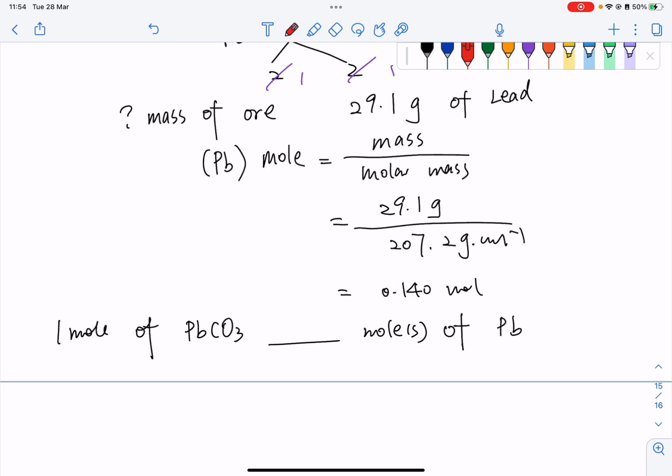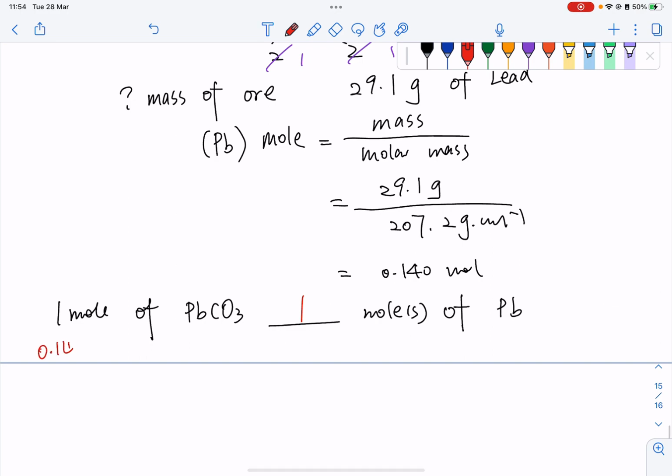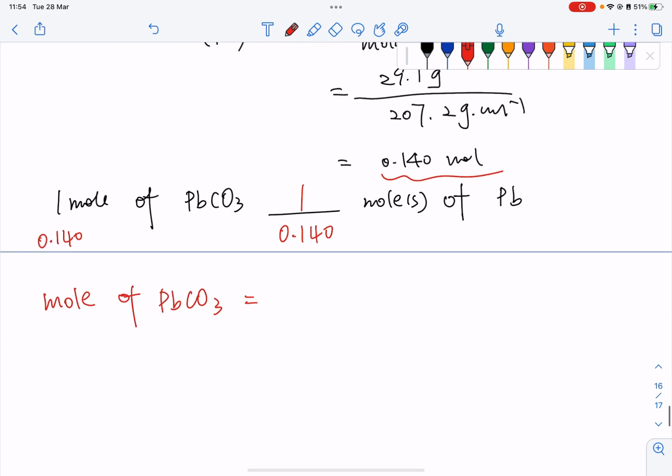If that's 1 mole, then here it should be 1, right? What if I change the number to 0.140 here? Then the brackets here should also be 0.140, right? Which represents that in 0.140 of lead, we should also have 0.140 of PbCO3, right? Then I will write the number of moles of PbCO3. The mole of PbCO3 equals 0.140 here.